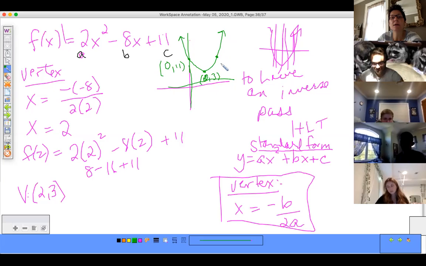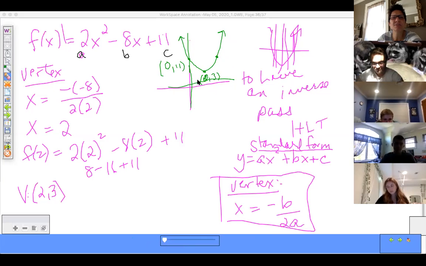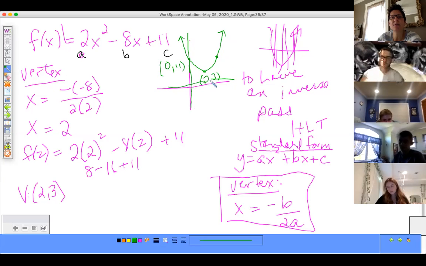5? Did somebody say 5? You sure? No, 4. It should be 4. Good. It's 4, 11 because remember you're 2 units away along the x's. You look at your x's, so that means this is going to be 4, 11. So we know then that this is what this function is going to look like. So we got a quick sketch of it by finding the vertex.